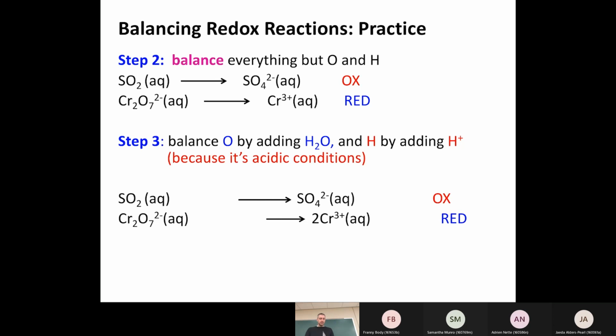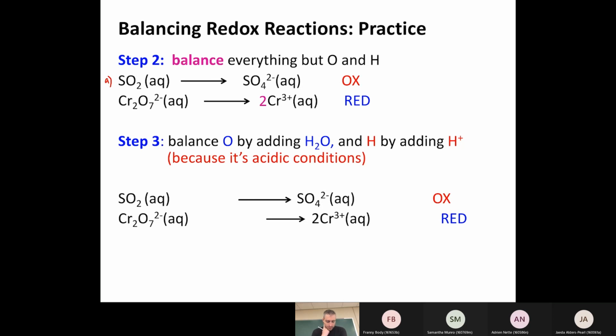The next thing we need to do is balance everything except for oxygen and hydrogen. So for the first one, the only thing besides oxygen and hydrogen is sulfur, and it's already balanced 1 and 1, so we don't need to do anything. The second one, we have Cr2O7 2-, so there's 2 chromiums on the left. On the right, we just have 1. So to balance the chromiums in this step, we just need to put a 2 in front of the Cr3+. So that's step 2 done. Like some of these steps, you run through them really quickly. It's not like a big laborious process every time necessarily.